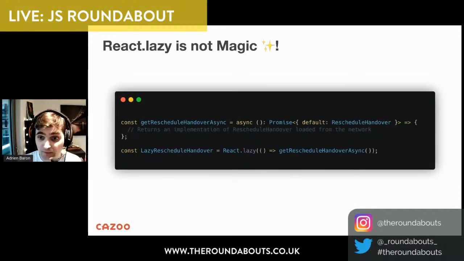Well, React lazy is not magic. There's nothing crazy happening. It's not some voodoo. There's actually just a way it works. What React lazy expects from you, like this import statement, is just an async function that returns a promise of an ES module with a default export, which is a component that you're providing. So this code is totally valid if, within that function, getRescheduleHandoverAsync returns a React component, then that code would just work.